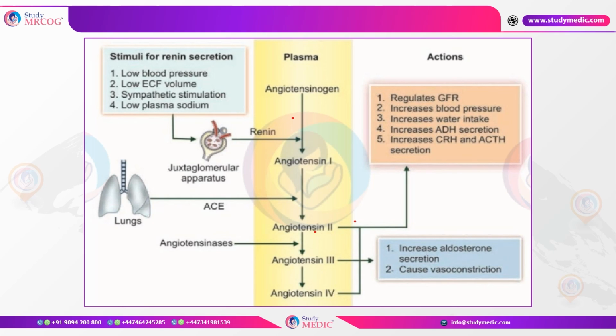Now, what is the function of angiotensin 3? It is going to increase the aldosterone secretion and cause vasoconstriction. Now, this plays a major role because whenever there are changes in the ECF or the blood pressure, it is the renin-angiotensin system that comes into action.